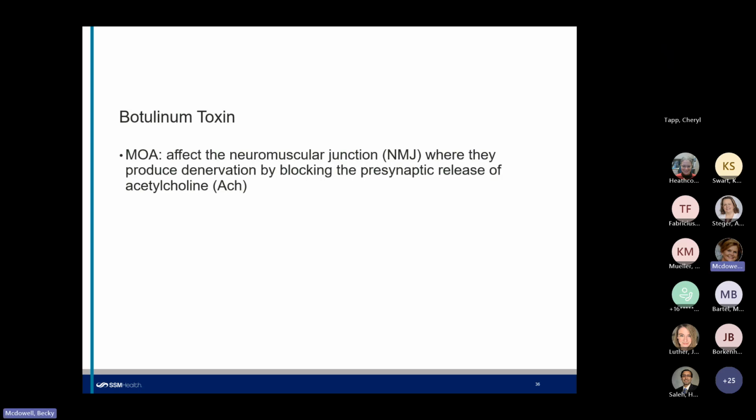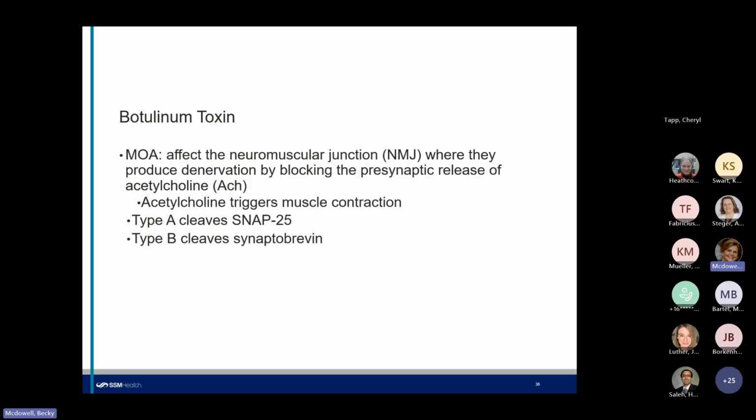So, mechanism of action of botulinum toxins: they affect the neuromuscular junction where they produce denervation by blocking presynaptic release of acetylcholine. Acetylcholine then triggers muscle contraction, so if we're blocking this, the muscle can't contract. Type A botulinum toxins cleave SNAP25, and type B cleave synaptobrevin.